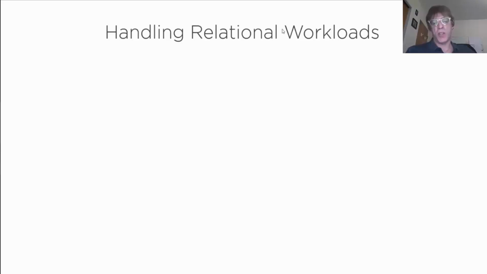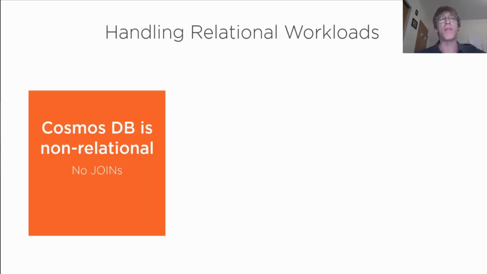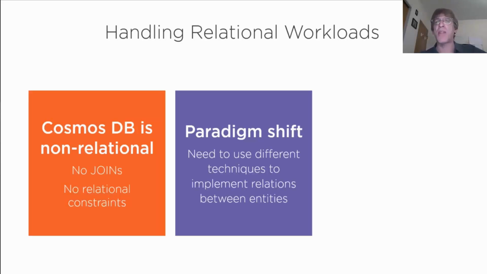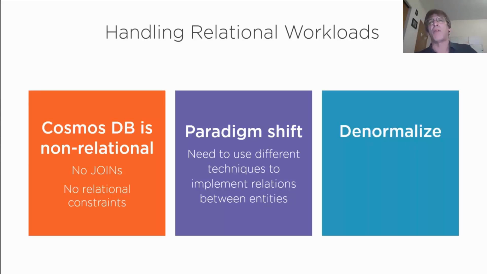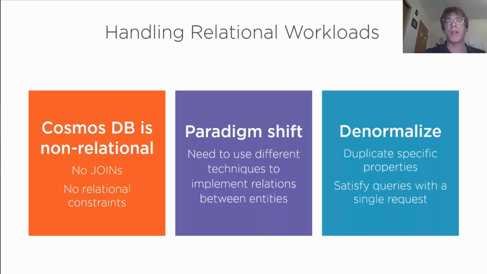which, if you attended my session in June, will seem very familiar to you. This is when you're dealing with relational workloads and coping with the fact that there are no joins and there are no relational constraints, and that you have to think about things differently in order to materialize relationships. And this was the topic of my June session. Very often the answer to do that is denormalization. And even if you weren't in my previous session, this will all make sense to you.